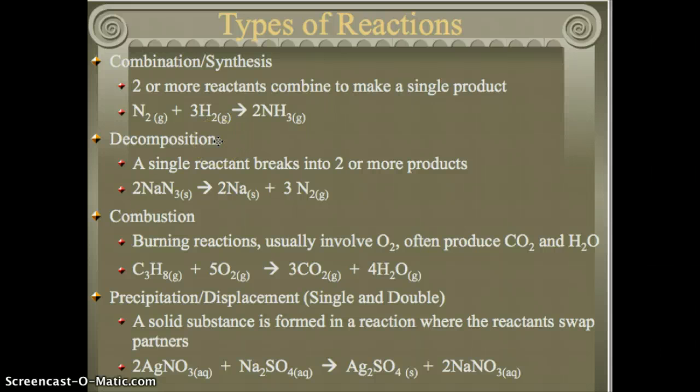Decomposition, when things decompose, they break down. So here we have a single reactant breaking into two or more parts. So something big on the left breaking up into littler pieces on the right.